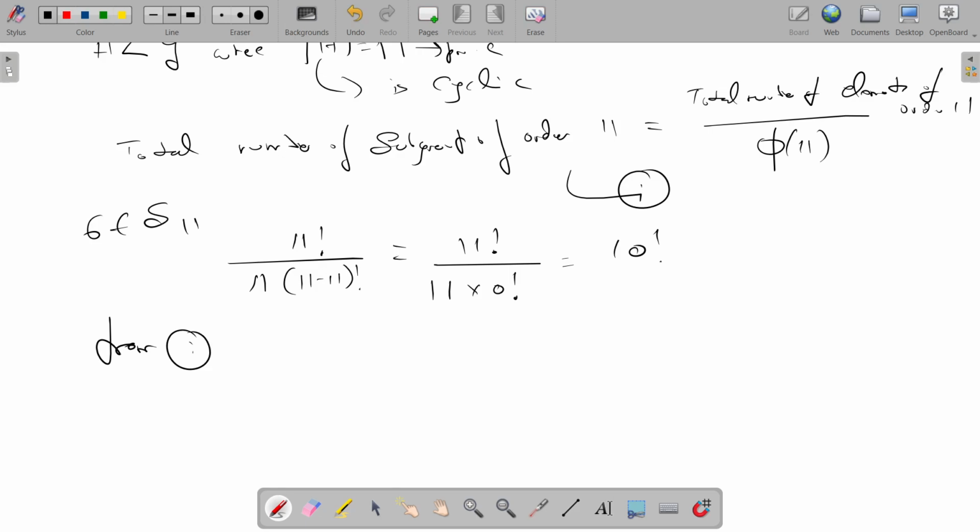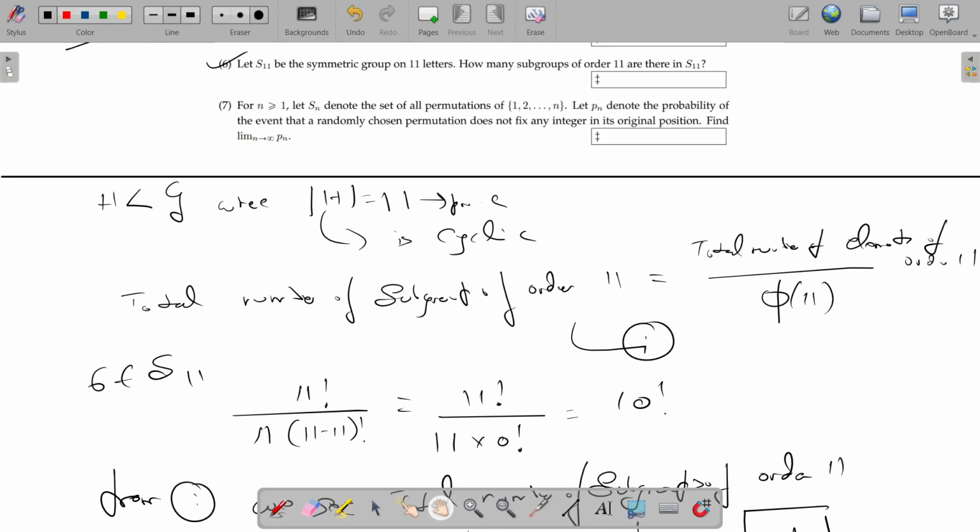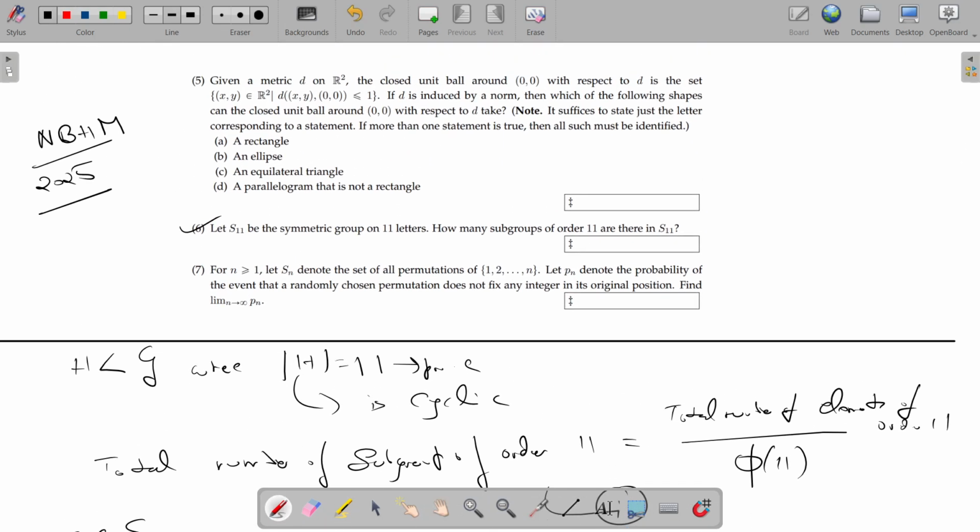From 1, we see the total number of subgroups of order 11 is 10 factorial by phi of 11, which is 10. Phi of p is p minus 1, where p is prime. So this is nothing but 9 factorial, which is our answer. Okay, so this was okay. So the answer is 9 factorial.